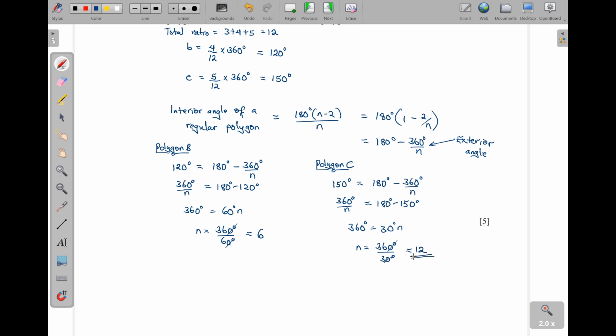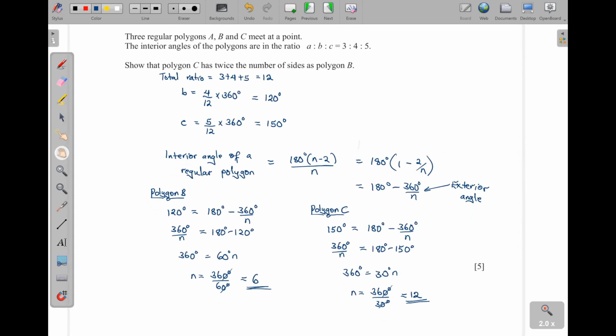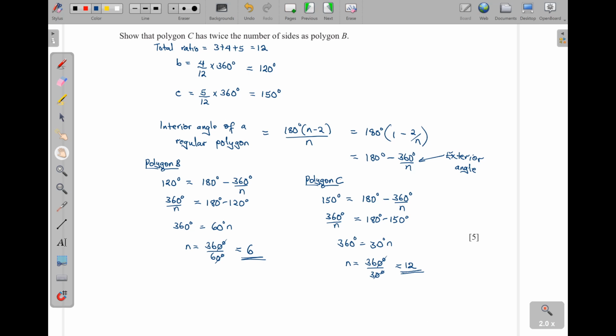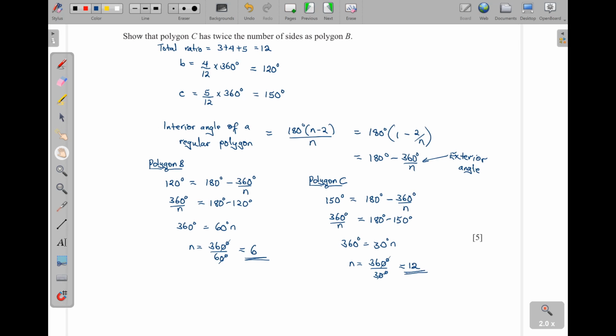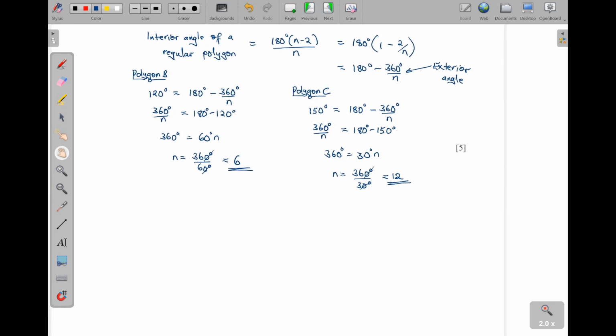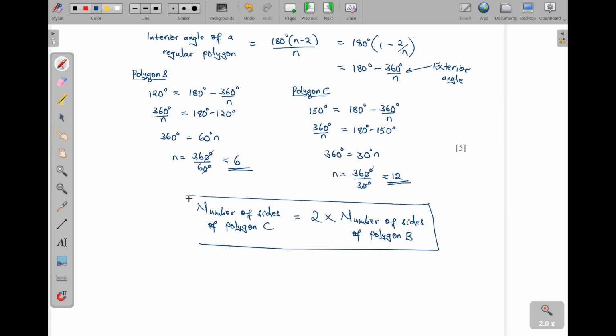So you can see that this 12 here is twice this 6 here. You see? So that means polygon C has twice the number of sides as polygon B. I can even write it conclusively like this. So that is that.